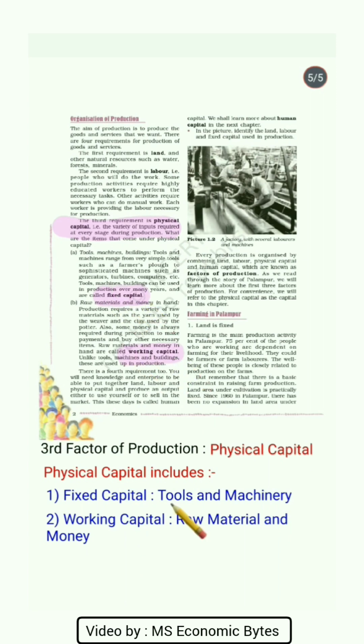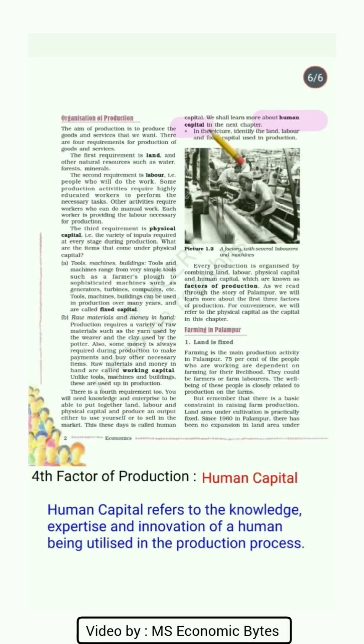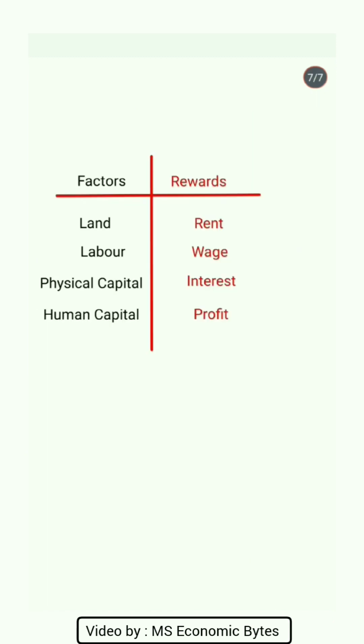Fixed capital includes tools and machines which are used for many years in the production process, whereas working capital includes money and raw material which is constantly required in every step of the production process. Finally, the fourth factor is human capital, which refers to the knowledge, expertise and innovation of a human being utilized in the production process. Lastly, the factors of production also have their respective rewards. The reward of land is rent, labor is wage, physical capital is interest, and human capital is profit.